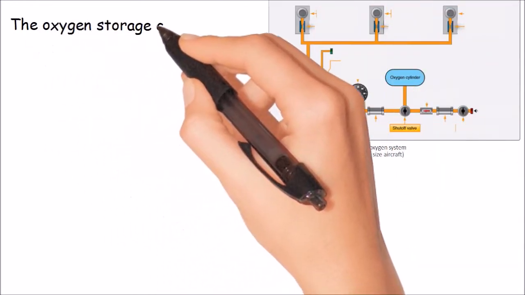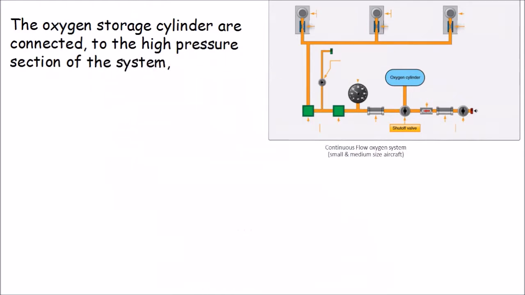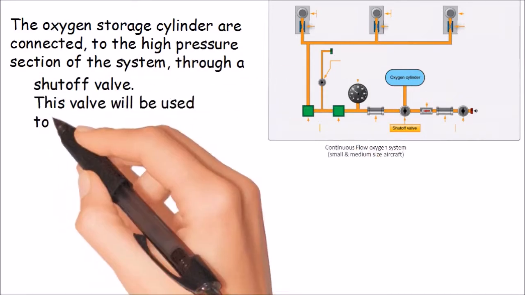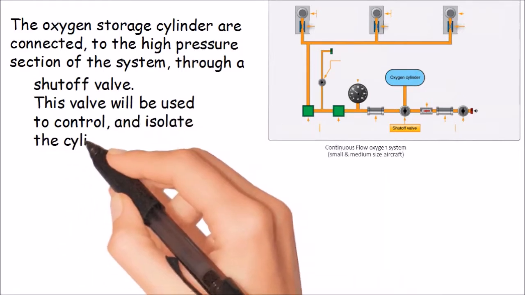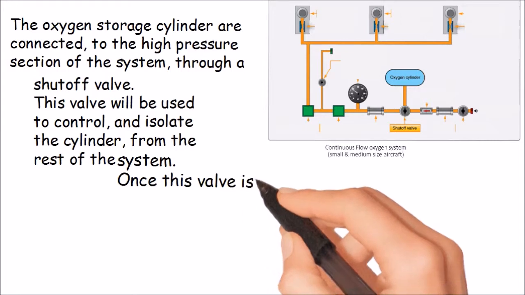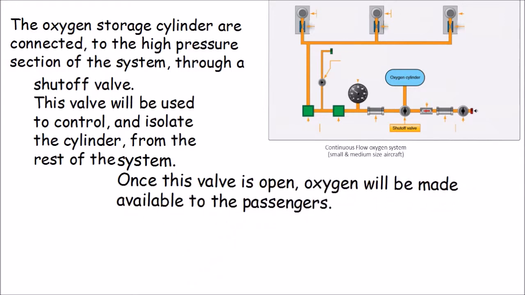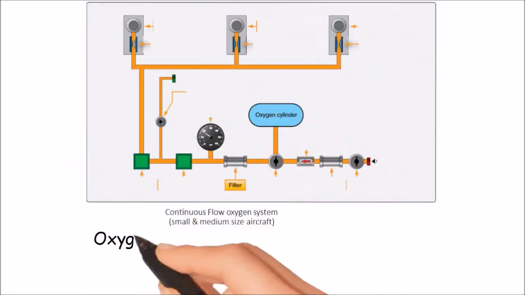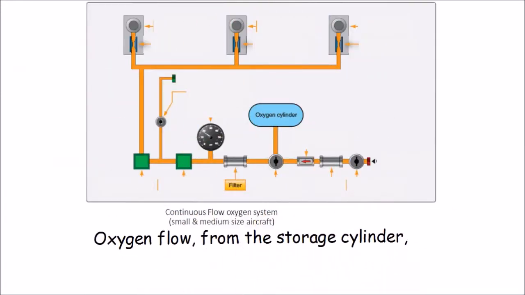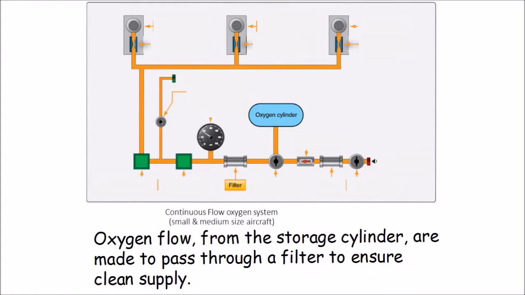The oxygen storage cylinder is connected to the high pressure section of the system through a shut-off valve. This valve is used to control and isolate the cylinder from the rest of the system. Once this valve is open, oxygen will be made available to the passengers. Oxygen flow from the storage cylinder is made to pass through a filter to ensure a clean supply.